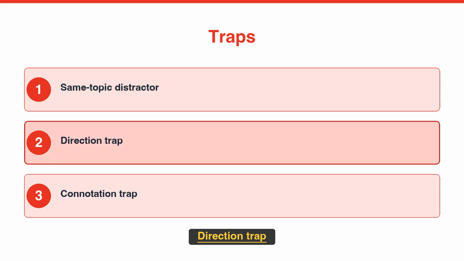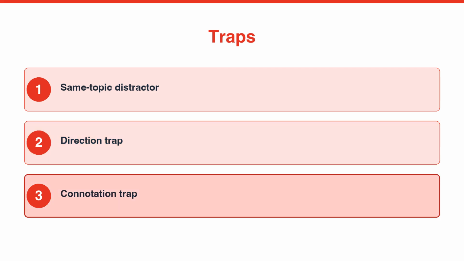Trap 2, direction trap. A choice that goes the wrong way relative to the signal word. The passage uses but or yet, so your prediction has to flip, and the trap choice continues the previous idea instead of contrasting it. If you skipped step 2, you walk right into this one. Trap 3, connotation trap. A choice whose dictionary definition is fine, but whose connotation conflicts with the passage's tone. Exhaustive, thorough and admiring. Exhausting, draining and negative. Same root, opposite vibe. The plug test in step 4 catches these.